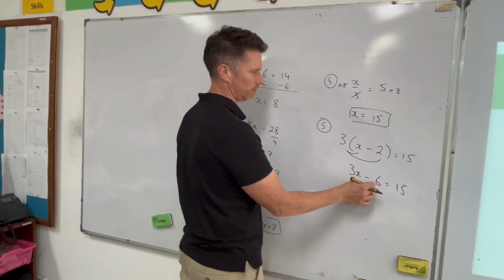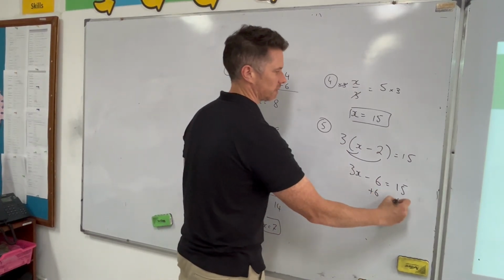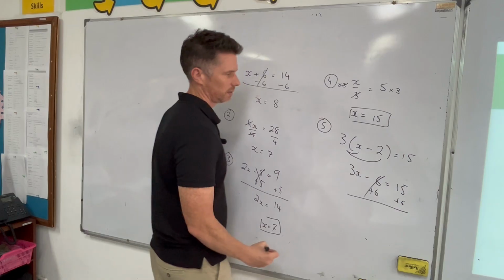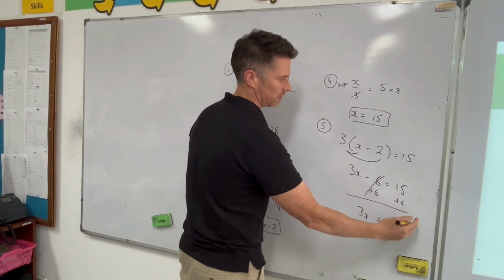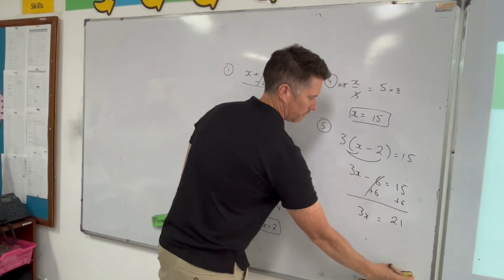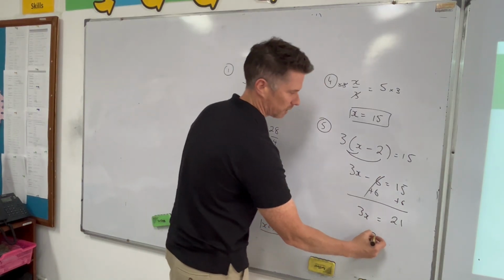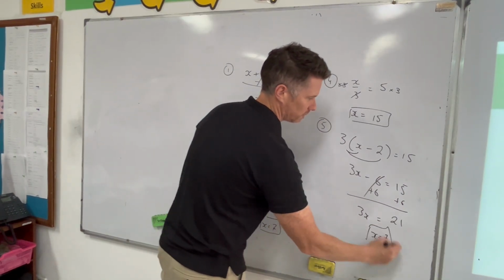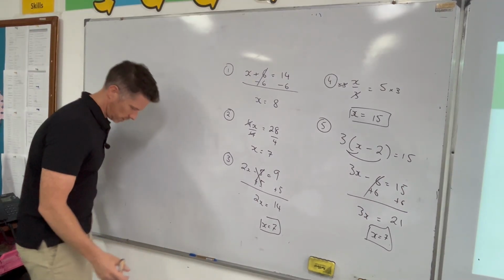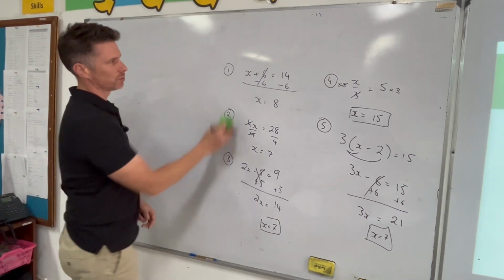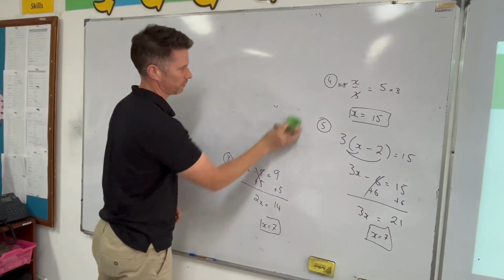Now I've got to get rid of this minus 6. So I add 6 to both sides to get rid of that. And I have 3x left here on the left side. And on this side I add them up, I get 21. Oh, 3 times something is 21. x has got to be 7. 3 times 7 is 21. Okay, whoops. Let's get on to question 6. Getting more and more difficult as we go.